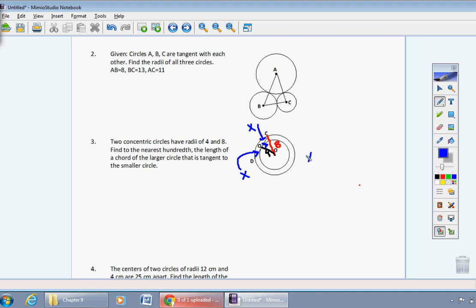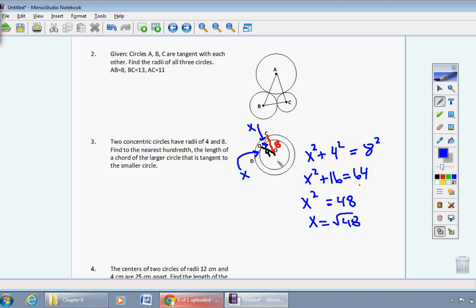I'm going to use the Pythagorean theorem here. See how we have a right triangle right here? I'm going to say that x squared plus 4 squared is equal to 8 squared, and now I can solve for x, which would be half of my chord. So that's x squared plus 16 is equal to 64, which is x squared is equal to 48, which means that x is equal to the square root of 48.